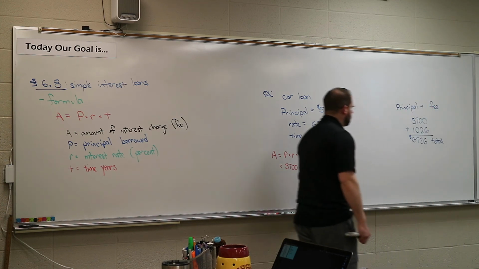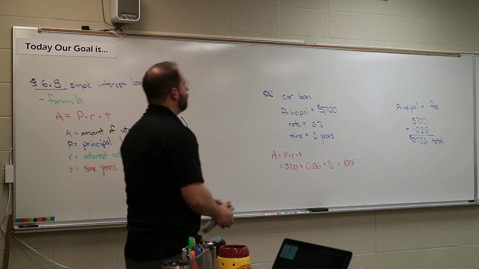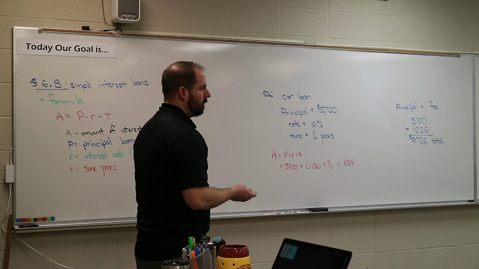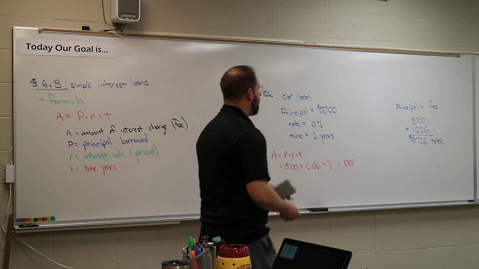Too much money. Okay, it was a $5,700 car. You paid them an extra $1,000 for it. That's silly. Now, does everyone understand what you're doing there? Okay, it's pretty easy. You're just multiplying the three numbers together, and then you're going to add the two numbers together.